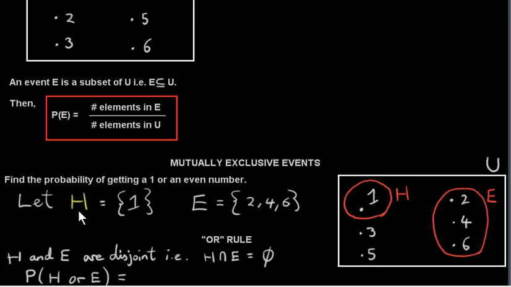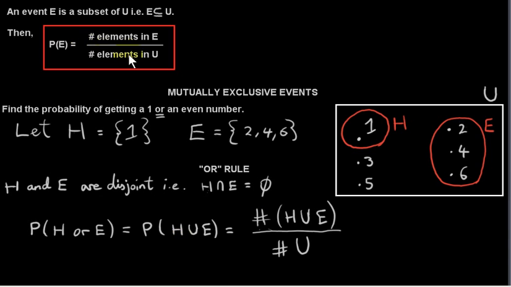Now we're interested in the probability of the events H or E. The event H or E is H union with E. So we get the union of these two sets. So we just follow this rule here. Probability of an event is the number of elements in the event divided by the number of elements in U. So if we want the probability of H union with E, we want the number of elements in the set H union with E divided by the number of elements in U.